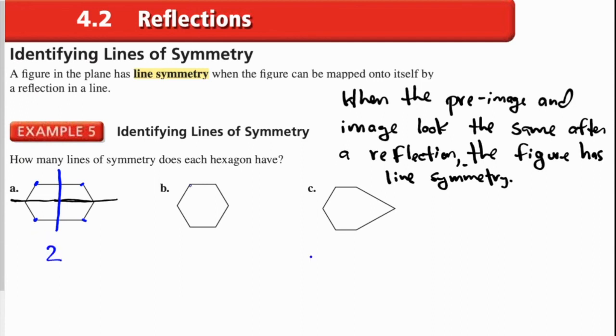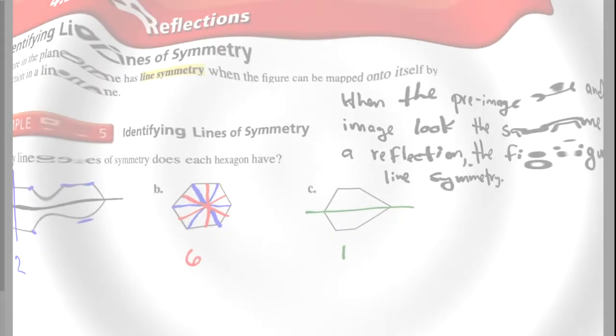For B, we have line symmetry on these three diagonals, but then we also have line symmetry through the midpoints of the sides. So this one has 6 different types of line symmetry. And for C, the only line that will make this reflection land on itself and be indistinguishable is this horizontal one. So this one has 1 line symmetry.